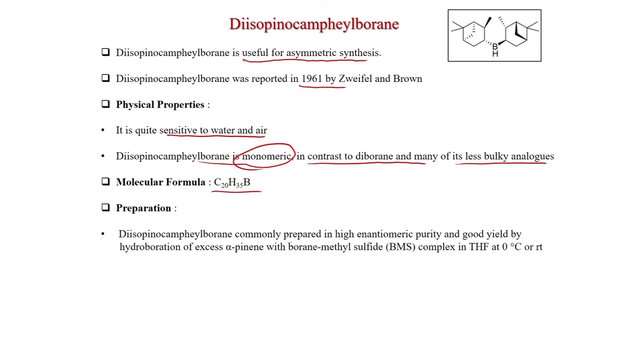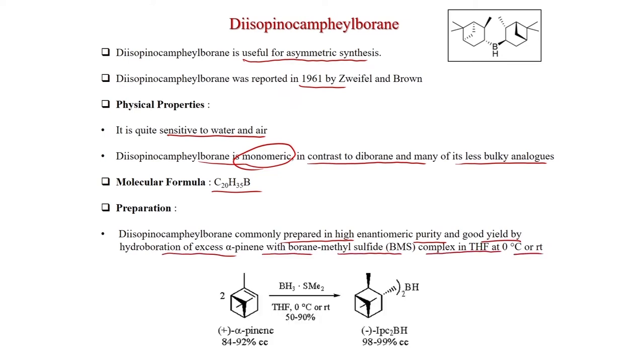Diisopinocampheyl borane is commonly prepared in high enantiomeric purity and good yield by hydroboration of excess alpha pinene with borane dimethyl sulfide complex in THF at 0 degrees centigrade or room temperature. You need excess alpha pinene because stoichiometry tells that you need two equivalents of this pinene motif. So, two equivalents of alpha pinene react with BH3·SMe2, BMS, in THF, and you get this borane in 98 to 99% ee.